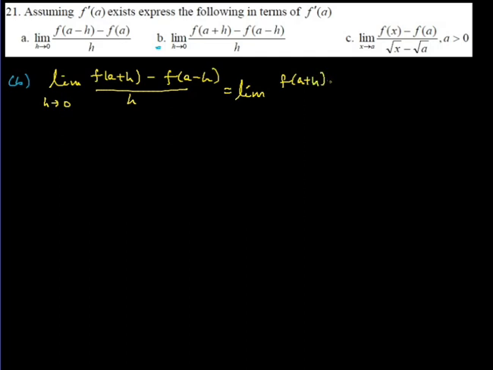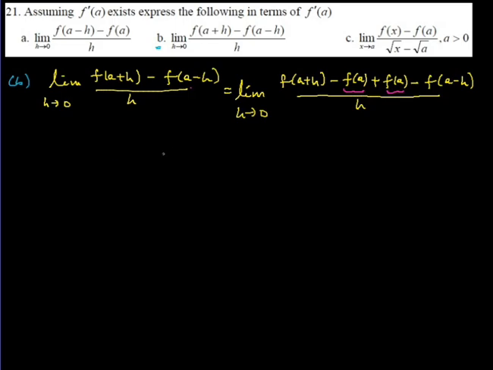When we come to the b part, in b we have the limit of f of a plus h minus f of a minus h over h as h approaches zero, in terms of f derivative at a. So this can be written as the limit of f of a plus h minus f of a plus f of a minus f of a minus h over h as h approaches zero. Here I added zero, since minus f of a plus f of a is zero. Adding zero to anything cannot affect the value.